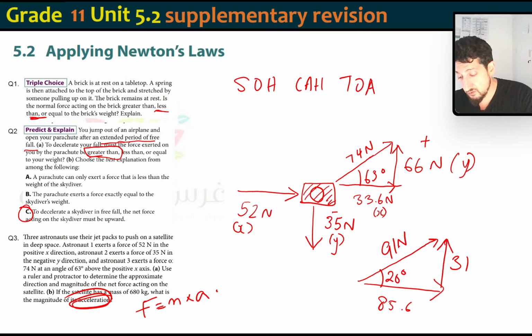Okay, now I have the force, which is 91. I have the mass. They told me the mass of this satellite, 680 kilograms. So it's going to be 91 divided by 680, which equals A, acceleration is equal to 0.13 meters per second squared.